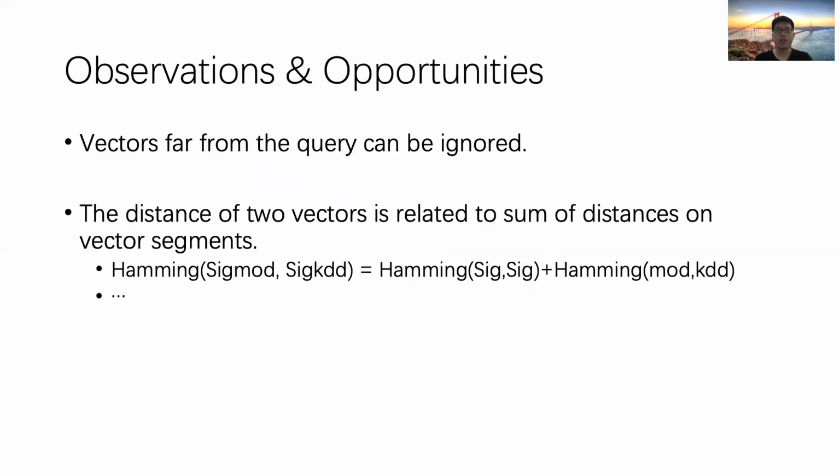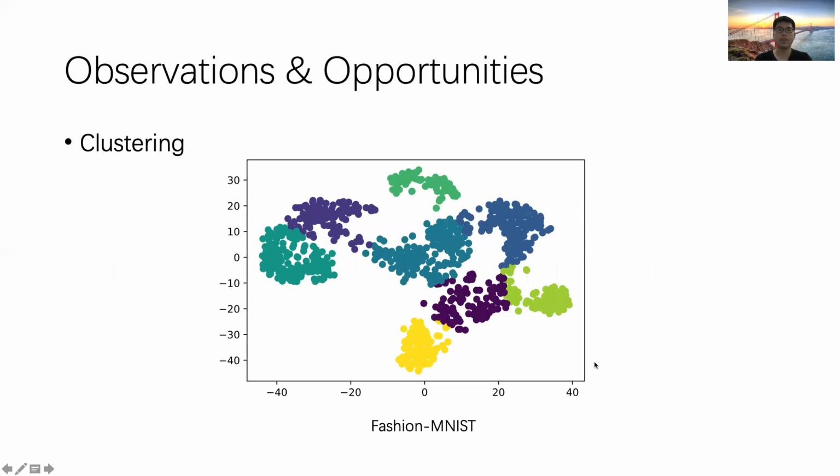We have observed some opportunities according to these two facts. Firstly, vectors far from the query can be ignored. Secondly, the distance of two vectors can be expressed as a function of the sum of distances on segments. For example, the Hamming distance of sigmod and sigkdd equals the Hamming distance of sig and sig plus the Hamming distance of mod and kdd. Other distance functions will be shown in the next slides.